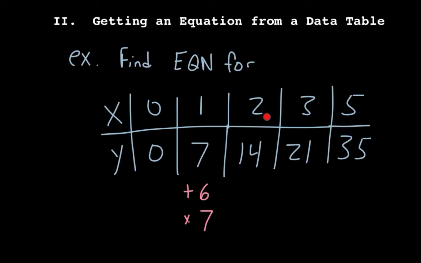So if you do the 2 plus 6, do you get 14? No. Nope, you get 8. So it shouldn't be this plus 6. And this is where you hope like crazy that the times 7 works. 2 times 7 is 14. 3 times 7 is 21, 5 times 7, 35. Wait, what if it doesn't work? Then we go back to the drawing board.